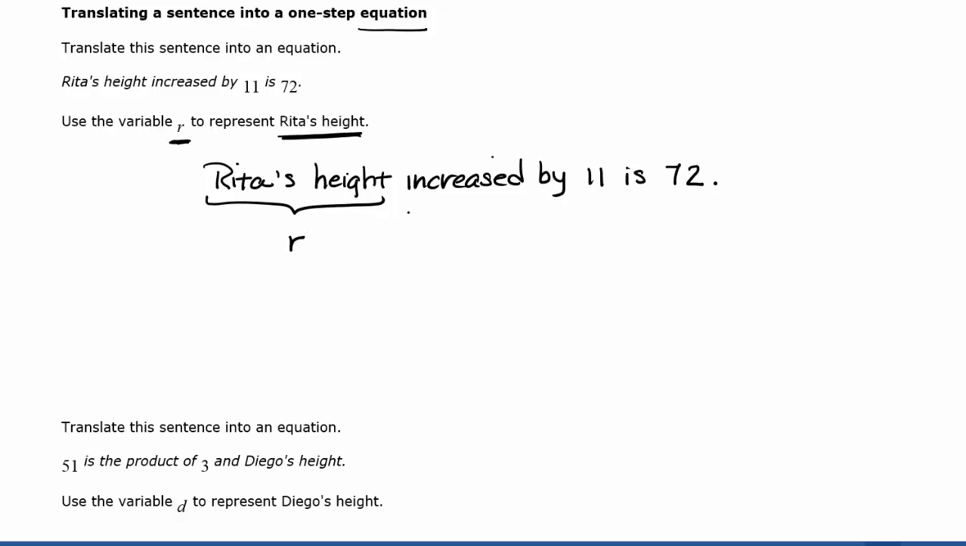R. Increased by. What mathematical operation is increased by? My age increased by 2 years, right? What am I going to do? I'm going to add it, right? So I'm going to increased by 11. The word is equals, and it's 72.